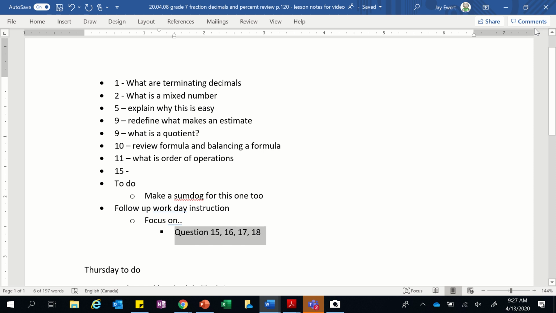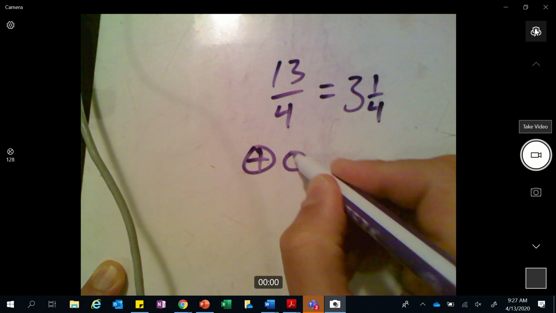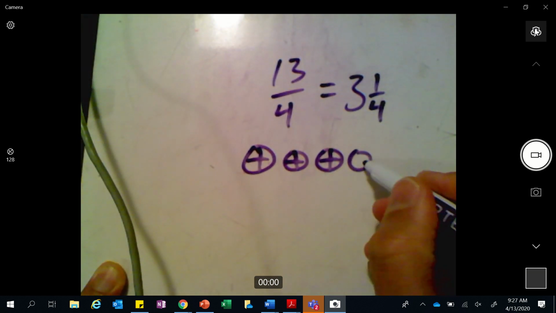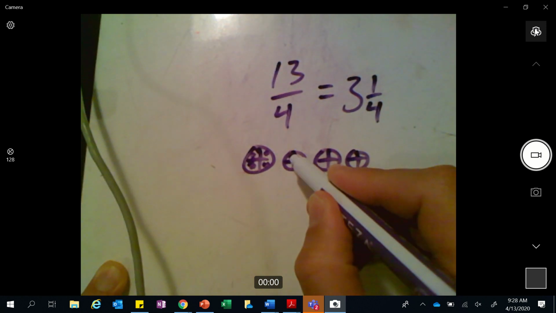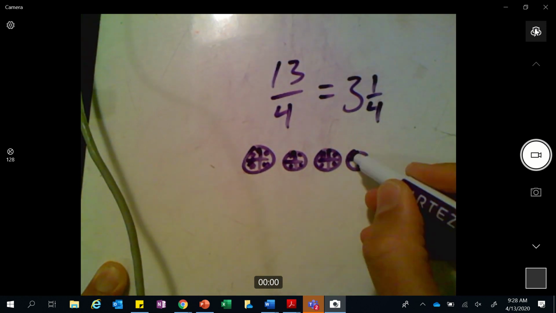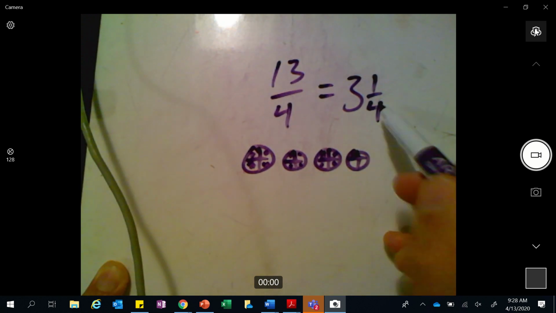Explain why this is easy, a mixed number. I suppose we can look at it like this. Here are my quarters. And if I have 1, 2, 3, 4 quarters, 5, 6, 7, 8, 9, 10, 11, 12, there's my 13 quarters. That is 1, 2, 3, and 1 quarter.